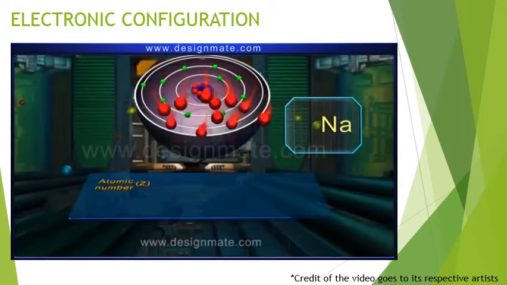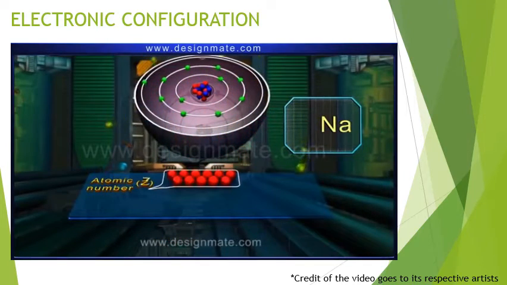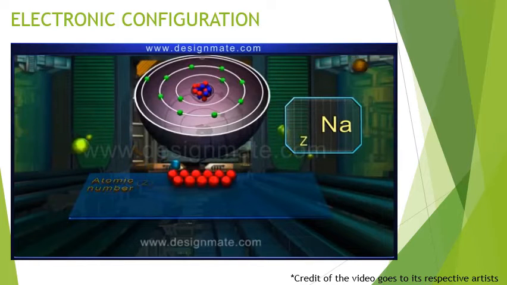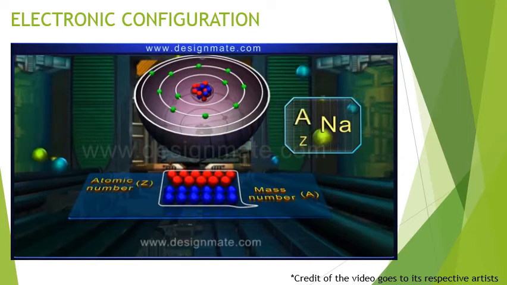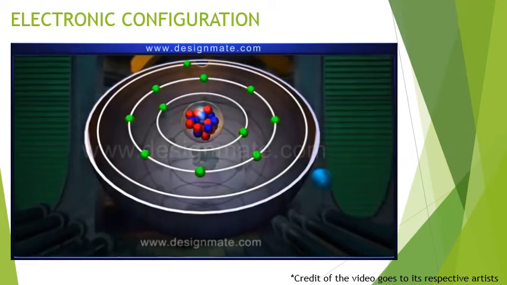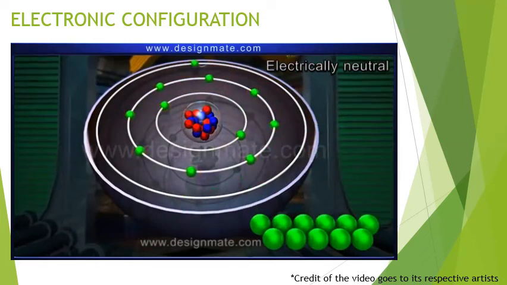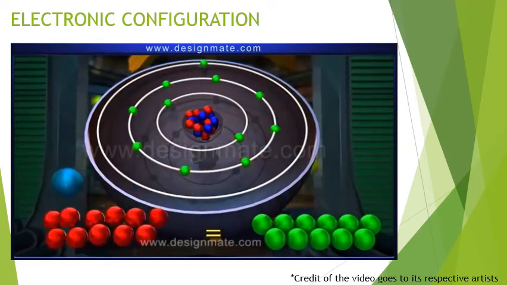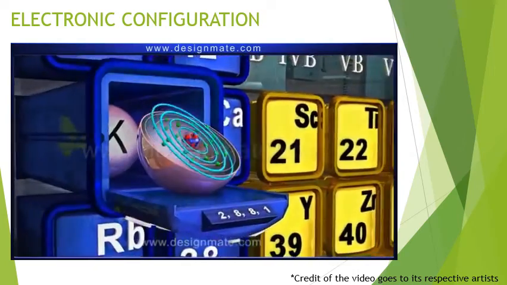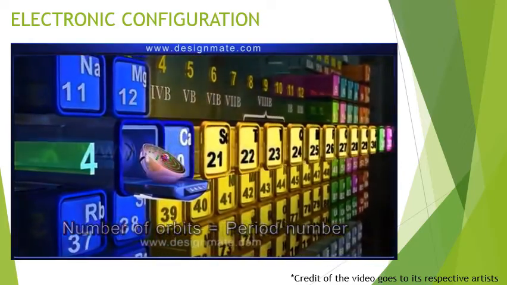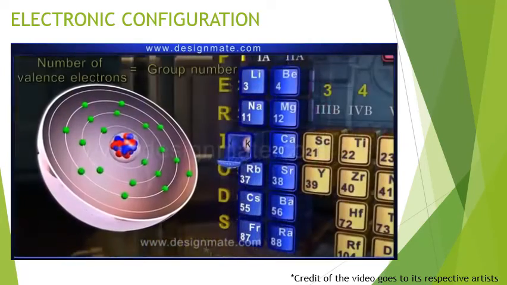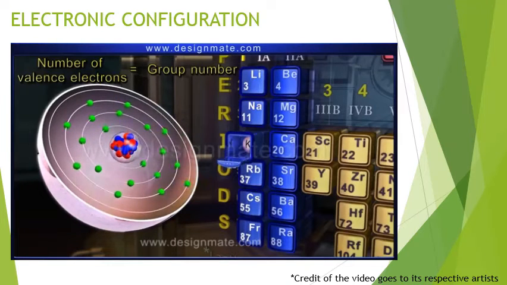Summary: we have seen that the number of protons present in the nucleus of an atom denotes its atomic number, while the sum of its protons and neutrons denotes its mass number. The atom is electrically neutral as it has the same number of electrons as protons. The number of orbits in an atom of an element tells us the period to which that element belongs, while the number of valence electrons decides the group number of that element in the modern periodic table.